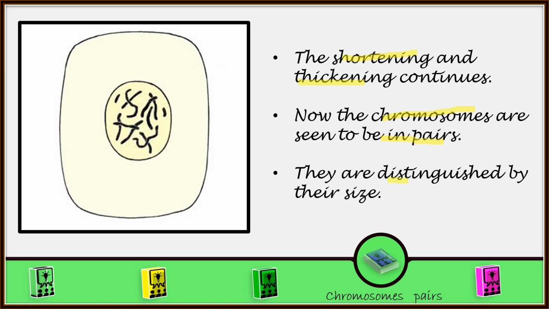They are distinguished by their size. You can identify them by their size. For example, this one pairs up with this one according to size. This one pairs up with this one. Then this one is likely to pair up with this one. So they are distinguished by their size.